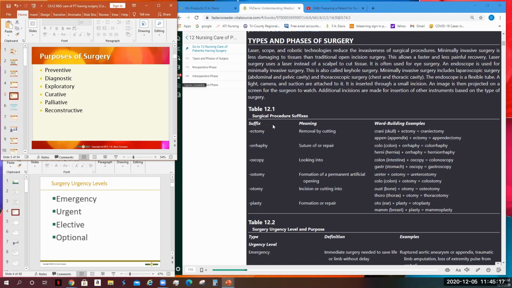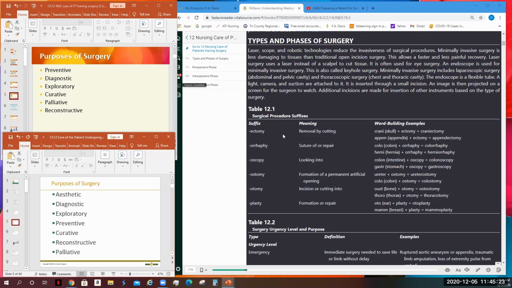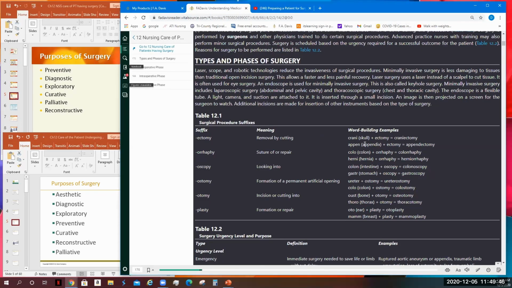Table 12.1 shows the surgical procedure suffixes, and ectomy means removal by cutting. Some examples are craniectomy, which involves the skull, and appendectomy, which involves the appendix. There's also orrhaphy as a suture or repair. And so there is cholecystectomy and herniorrhaphy.